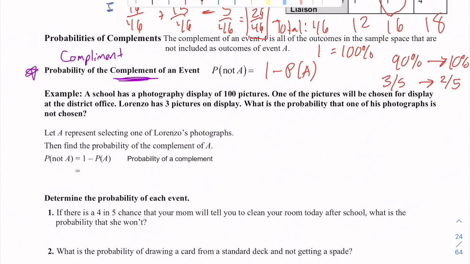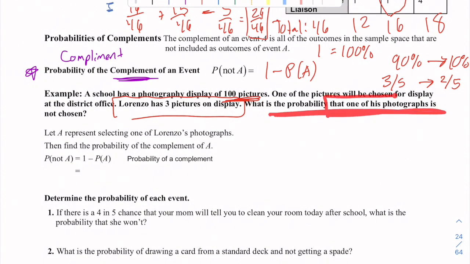A school has a photography display of 100 pictures. One of the pictures will be chosen for display at the district office. Lorenzo has 3 pictures on display. What is the probability that one of his photographs is not chosen? Is not chosen. Okay, so not chosen.